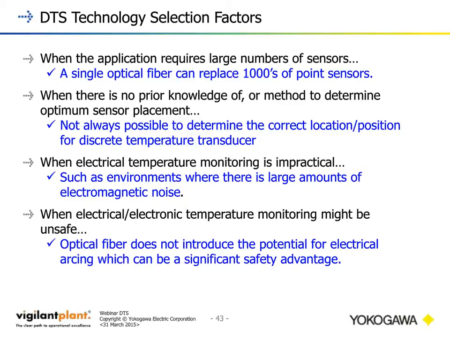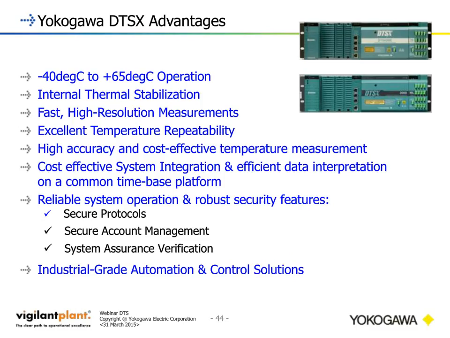Distributed sensing versus discrete. We're covering large scale, thousands of sensor points, applications where you might not know where to put discrete sensors, or there's too much area to cover. Environments where there's a lot of electromagnetic noise, optical fiber being non-conductive, we don't have EMI or the potential for electrical arcing from a safety consideration. The engineering advantages in the Yokogawa solutions, wide operating range. And as you saw on the performance slide, very high performance solutions.